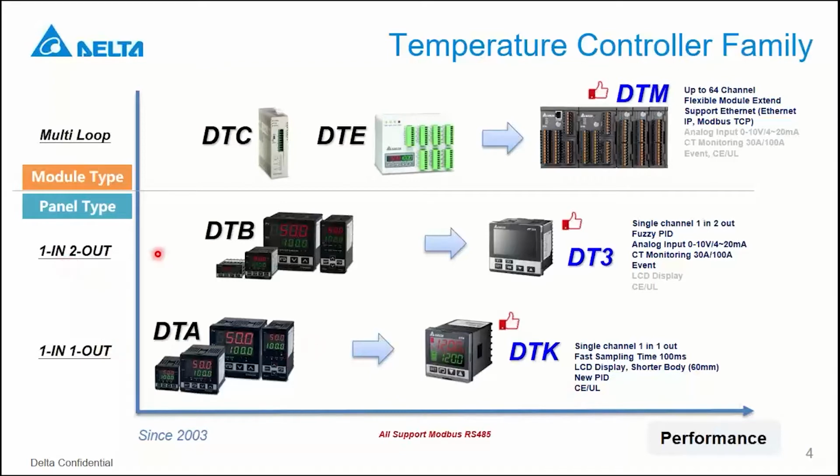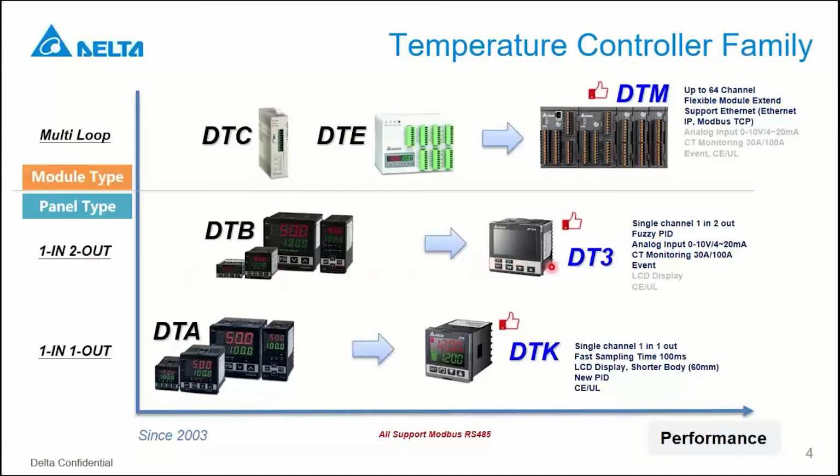And next one is the DTB type. This one is so-called one input and two outputs. Two outputs means it can control the heater and the cooler at the same time, if the system requires very precise temperature control.